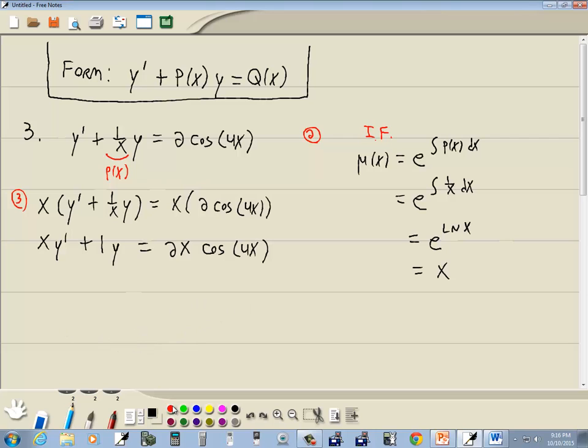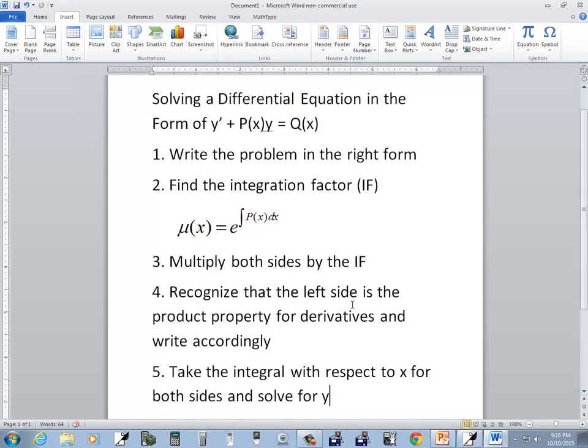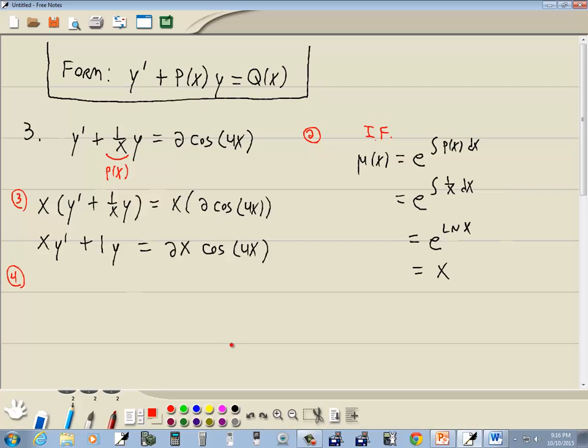And step 4, recognize the left side as a product property for derivatives, write accordingly. Remember, y is always your p, and then this will be your p prime. This will always be your q, and then the derivative of x should be equal to this. So this would be your q prime. So that fits. That's kind of a check on the integration factor. So we can rewrite that as the derivative of p, which is y, times q, which is x, equals 2x cosine of 4x.